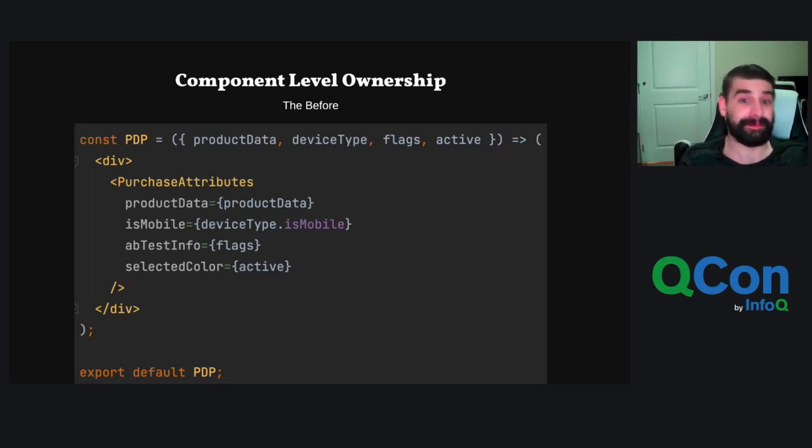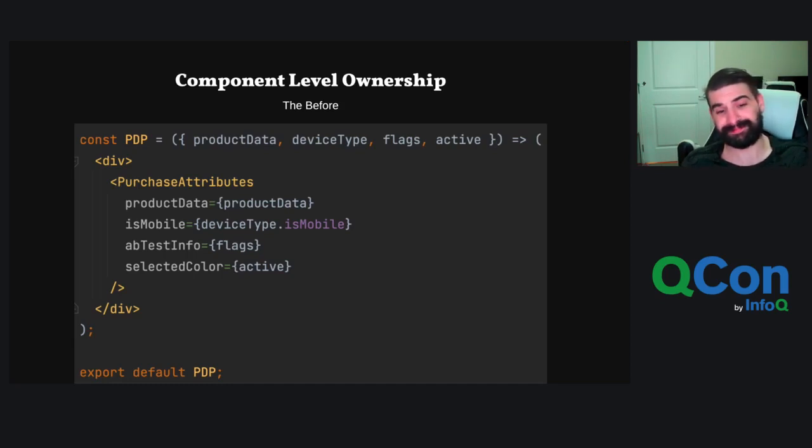This would be the before. And what we would have is a product display page. It accepts some props that would come from a data fetch or a container. And we would pass some of that information into a component that we're going to call purchase attributes.